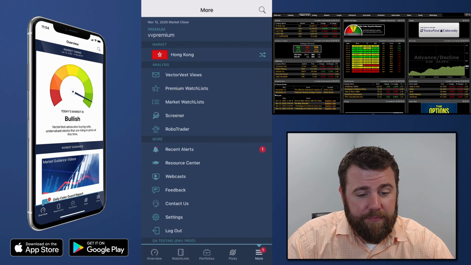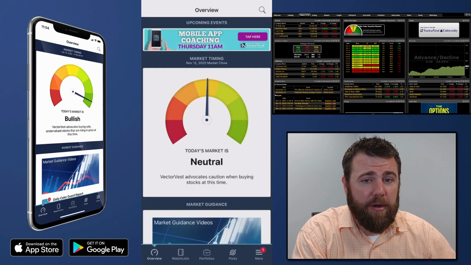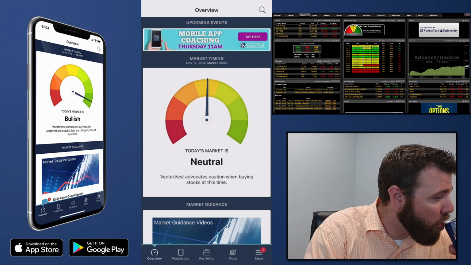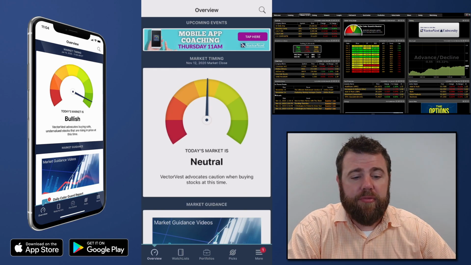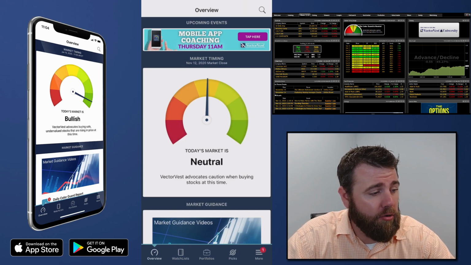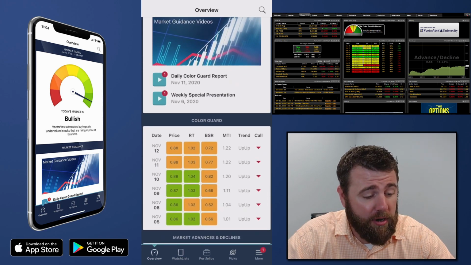All right. And finally, last off, Singapore. Once again, another market I'm not too familiar with here, but we'll take a look at it because we're going to look at all of them here today. All right. So looking at Singapore, we're 3 ticks into the yellow. We advocate caution. Scrolling down, taking a look at the color guard.